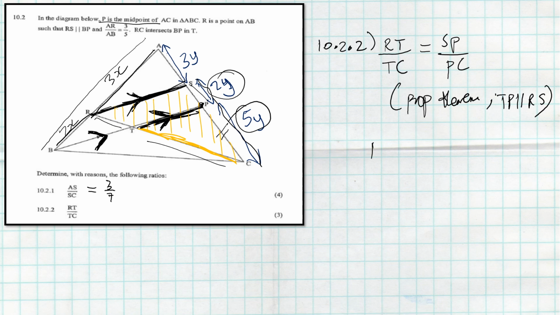Okay, so it's going to be very simple. This one is simple because we already have our SP is 2y and our PC is 5y. So you can see that when you are calculating in a previous question, just going back to the diagram and writing what you have already gotten and filling those things can make your work very easy, right? So this will cancel this and you'll be left with 2 over 5 as your ratio for RT over TC. So it's 2 over 5.